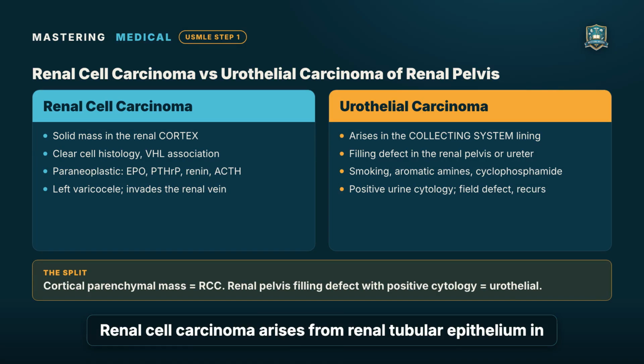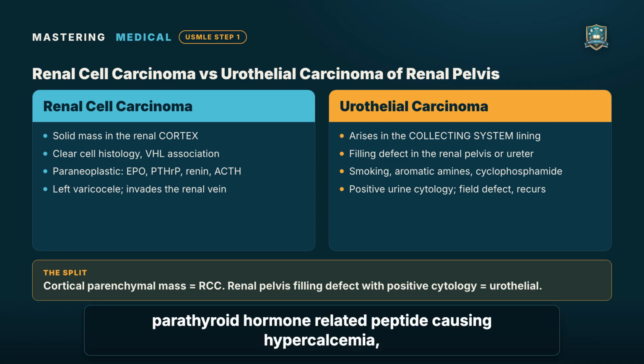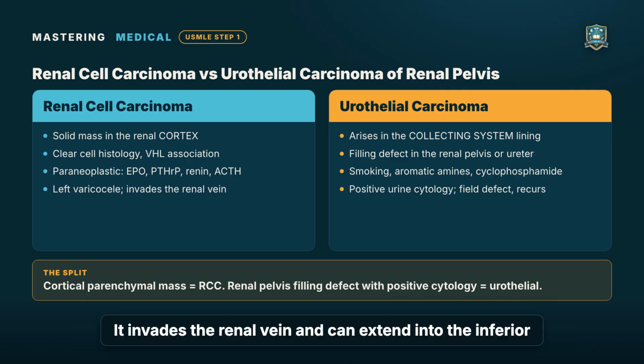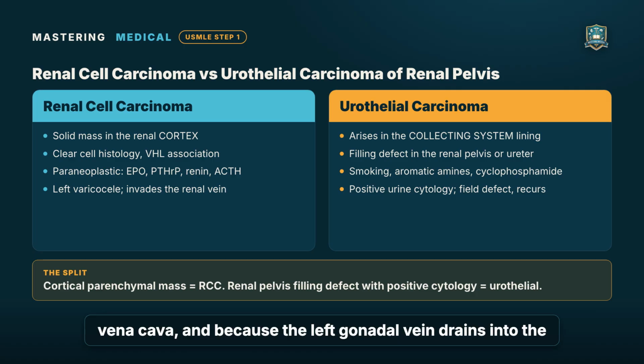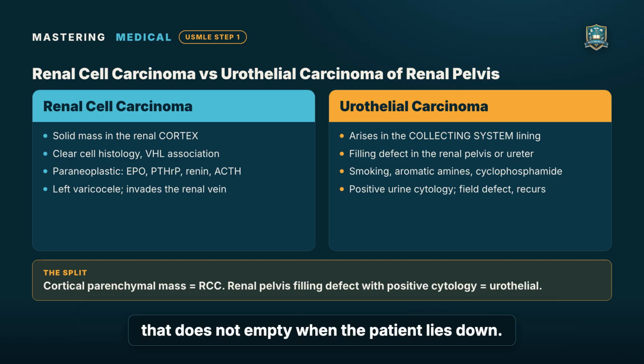Renal cell carcinoma arises from renal tubular epithelium in the cortex, usually clear cell type, and it is the paraneoplastic tumor of the kidney. It can make erythropoietin, causing polycythemia, parathyroid hormone-related peptide, causing hypercalcemia, renin causing hypertension, and ACTH causing Cushing syndrome. It invades the renal vein and can extend into the inferior vena cava, and because the left gonadal vein drains into the left renal vein, it classically causes a new left-sided varicocele that does not empty when the patient lies down.